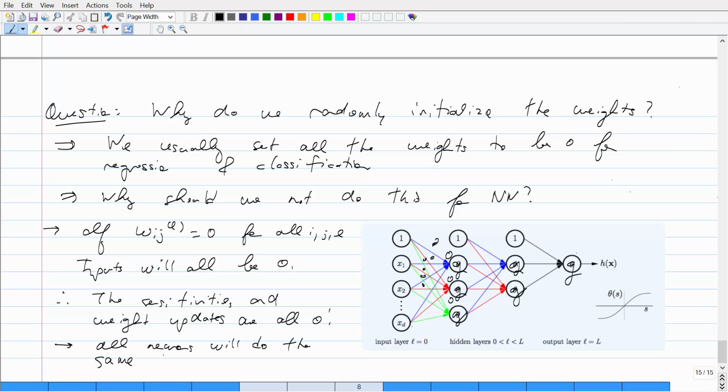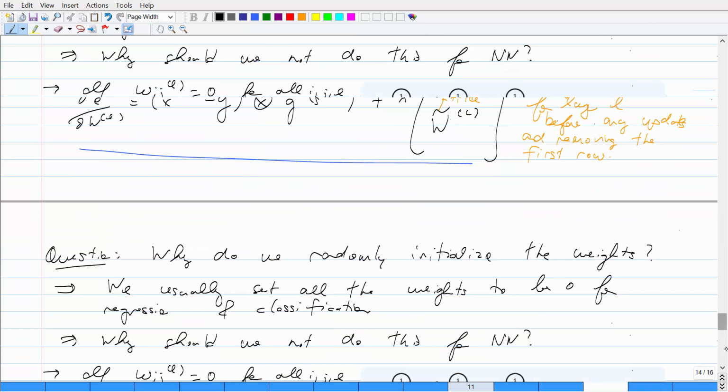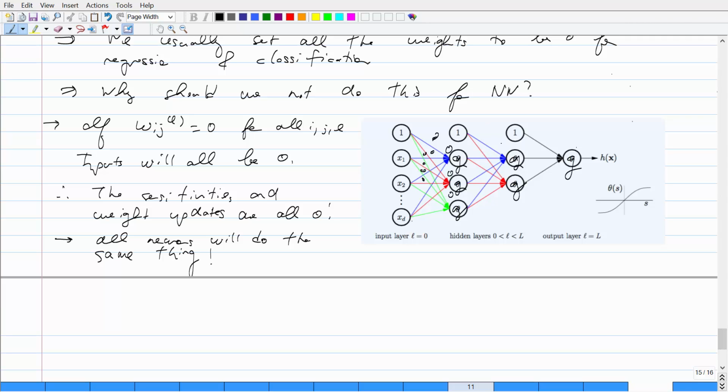And that's not what you want. You want each neuron to act differently, based on what the inputs are coming in. But they'll do the same thing, because every single input into the next neuron is going to be 0, and the outputs will all be the same values. Then all these weights are going to be 0 again, and every single input into every single node is going to be 0, and that doesn't make any sense. You're not actually computing any nice updates. So therefore, it is important that you randomly initialize.